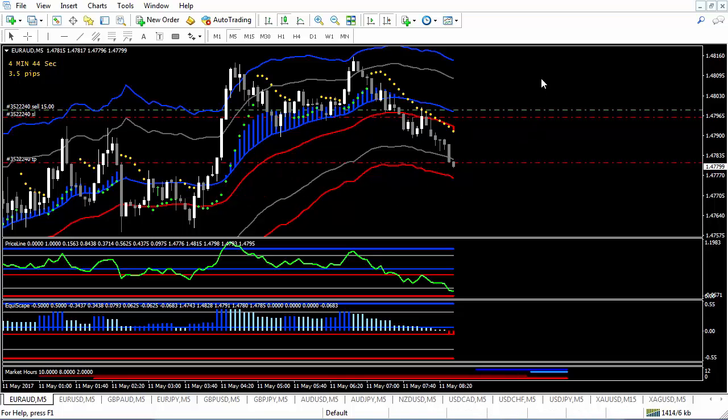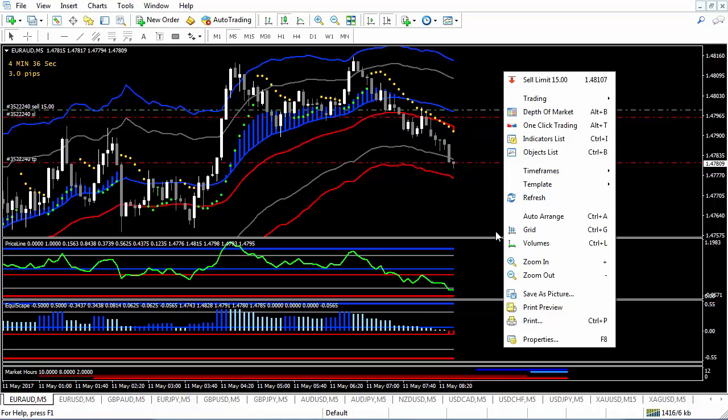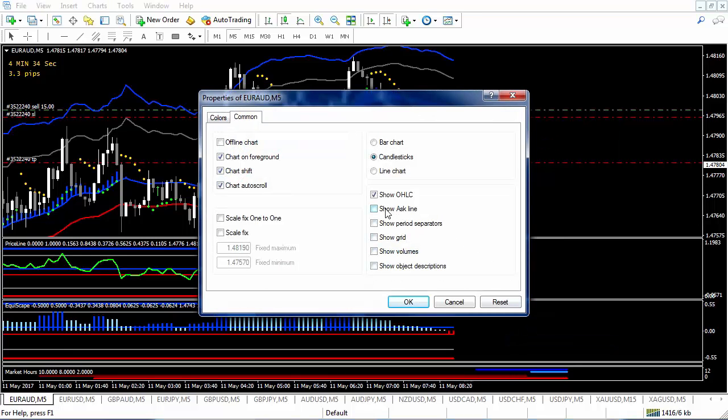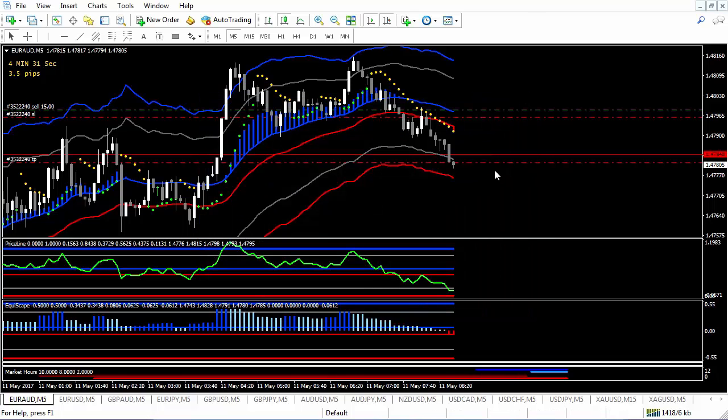Now, I am going to show the ask line, and that is going to show me exactly where I need to hit. Now, if I right click, properties, under the commons tab, show ask line, what I'll get is the ask line. This is what this solid red line is. This solid red line has to hit my exit. Once that hits my exit, then I will be out of the trade. So that is what we're watching, not the price, but this ask line.